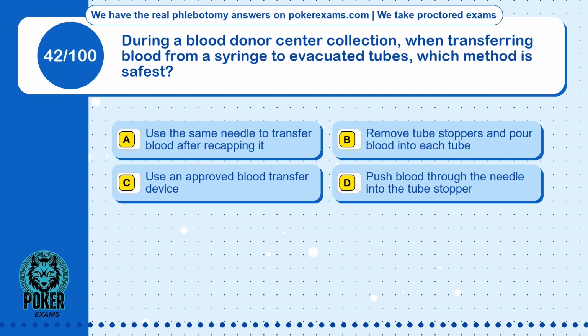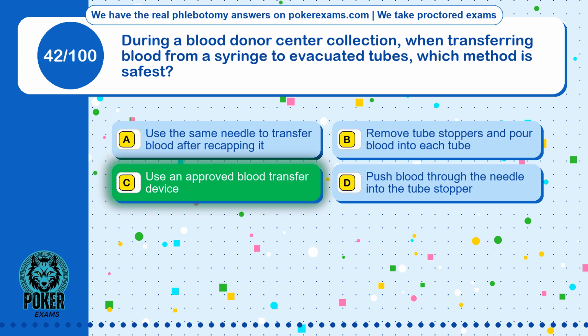Question 42. During a blood donor center collection, when transferring blood from a syringe to evacuated tubes, which method is safest? Option A. Use the same needle to transfer blood after recapping it. Option B. Remove tube stoppers and pour blood into each tube. Option C. Use an approved blood transfer device. Option D. Push blood through the needle into the tube stopper.